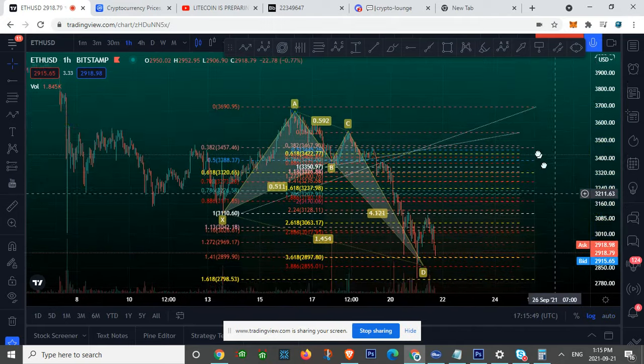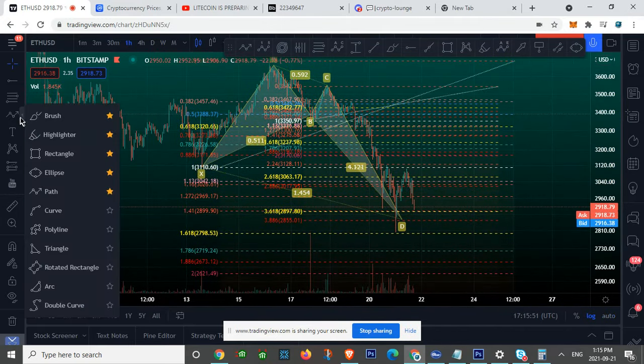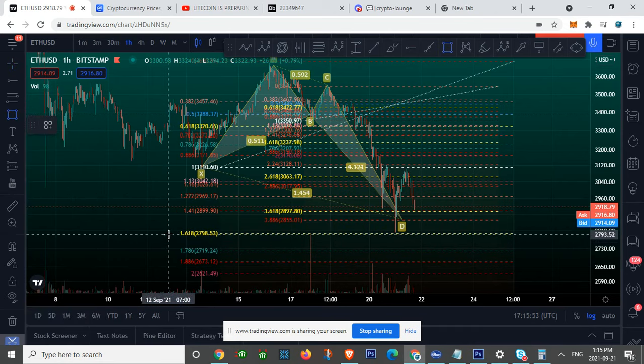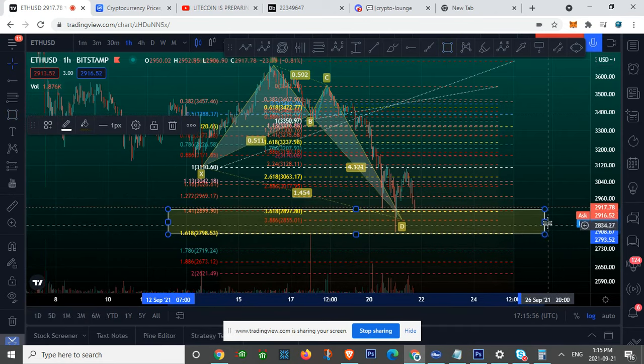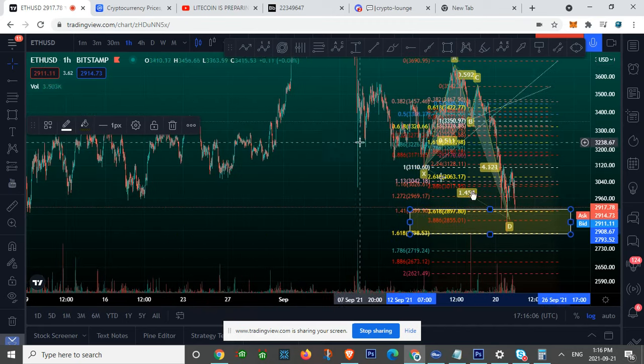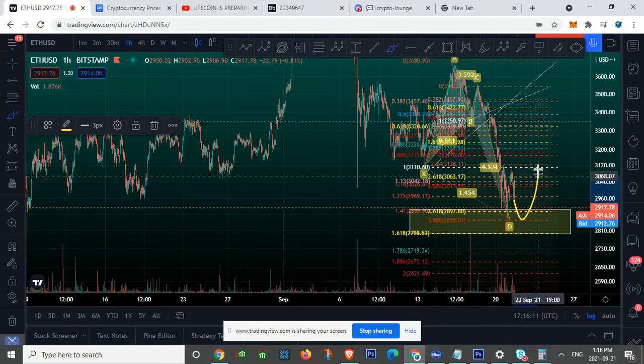If price remains holding above these two zones right here, around, let's draw a nice zone, anywhere within 2,700 to give or take 2,900, this right here would be your demand zone. It's an automatic buy on my radar for Ethereum, because afterwards I'm expecting a nice continuation rally for that retest. Let's see how that plays out.